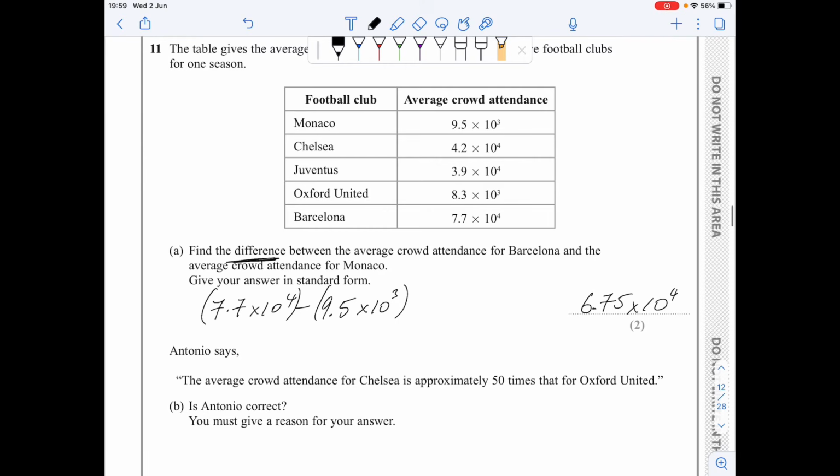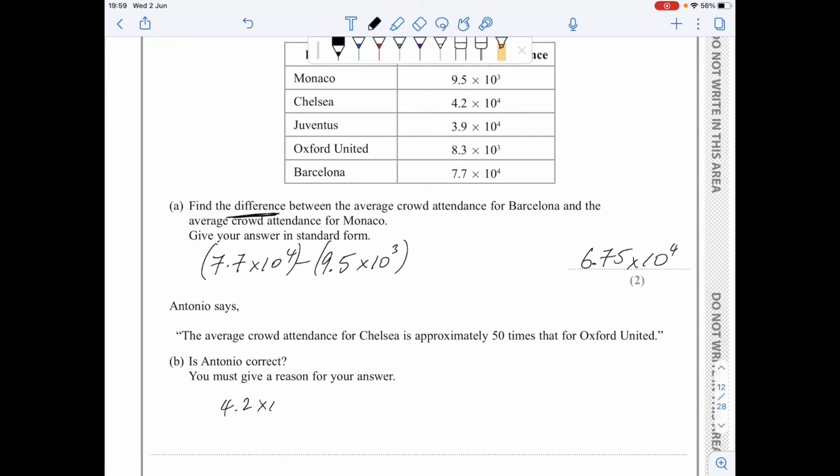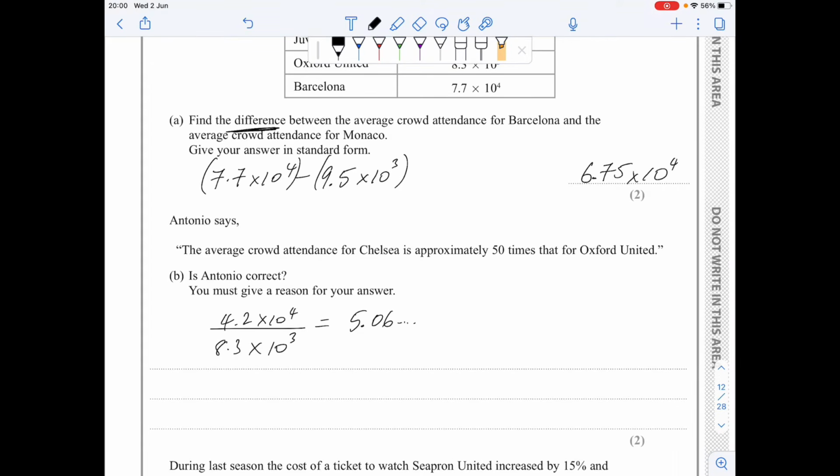Now part B says Antonio says the average crowd attendance for Chelsea is approximately 50 times that of Oxford United. So I need to compare Chelsea and Oxford United. Chelsea is obviously bigger than Oxford United. I need to see how many times bigger it is. So 4.2 times 10 to the 4 over 8.3 times 10 to the 3. And if you do this calculation, the answer you will get is 5.06 and so on. So the answer would be no, he is wrong, because it is 5 times more and not 50 times more.